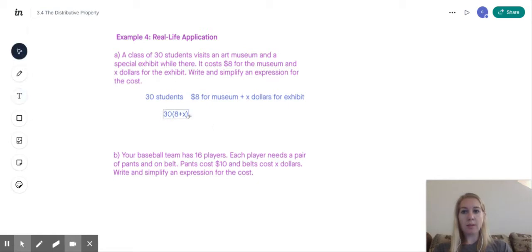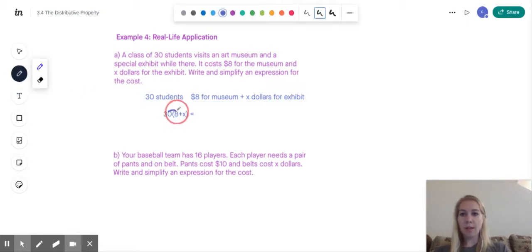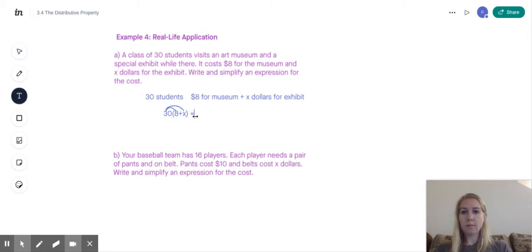So now we're going to use the distributive property, and we're going to distribute the 30 to the 8 and to the X. So our expression will then read 30 parentheses 8. Remember the parentheses mean multiplication, plus, because we're adding within the parentheses, 30 parentheses X. And we use the distributive property.